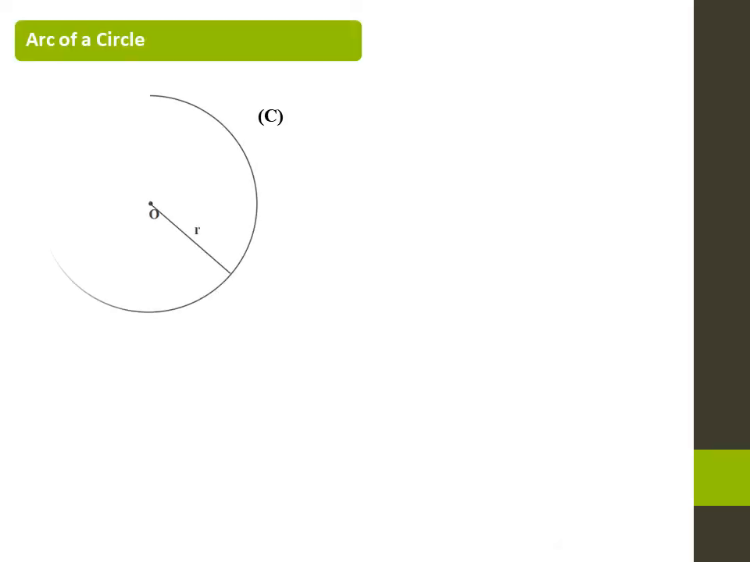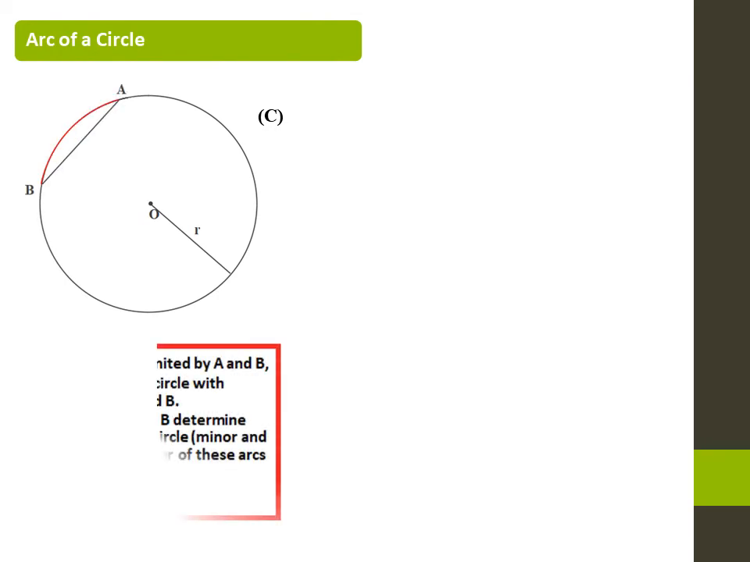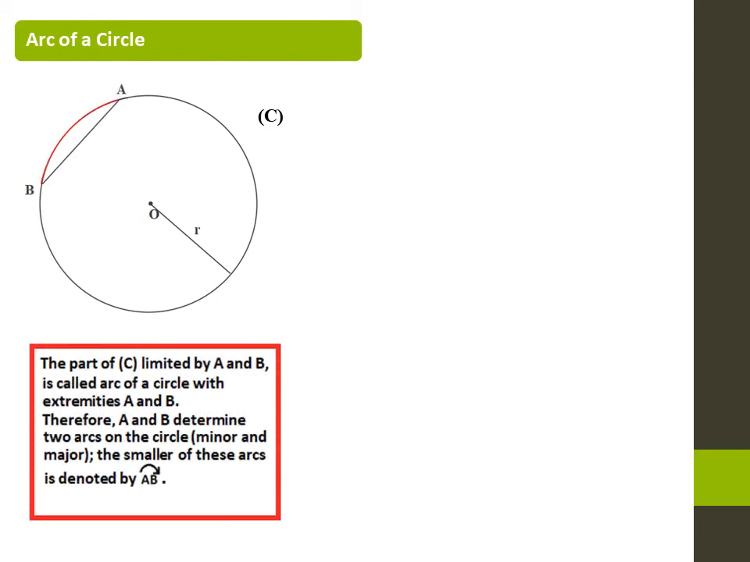Arc of a circle. The part of C limited by A and B is called an arc of a circle with extremities A and B. Therefore, A and B determine 2 arcs on the circle, a minor one and a major one. The smaller of these arcs is denoted by arc AB.